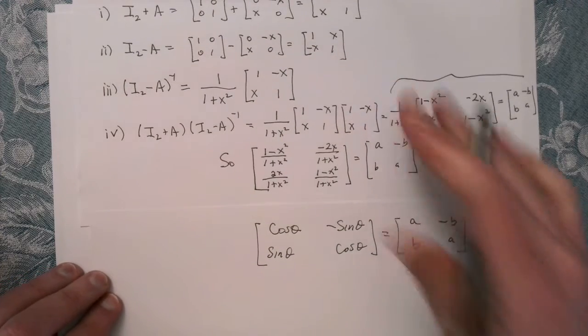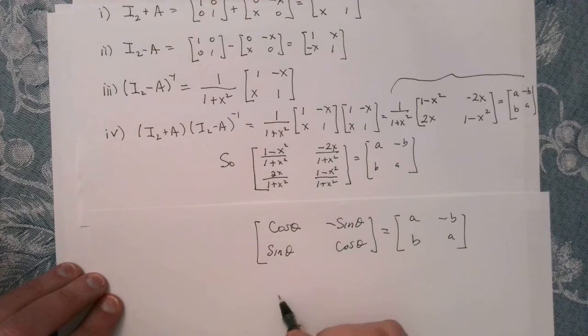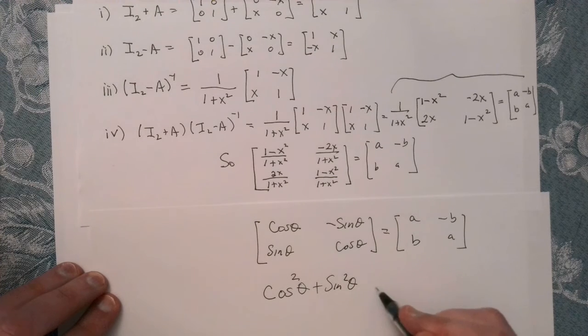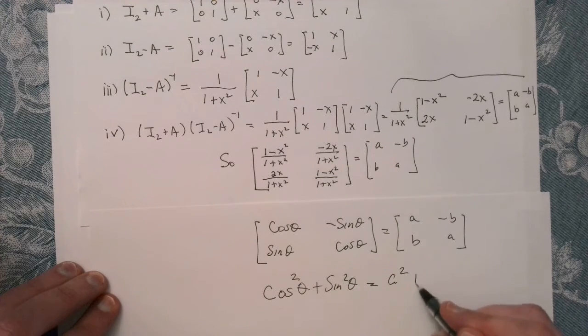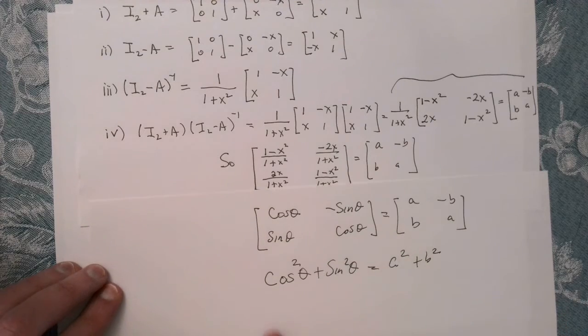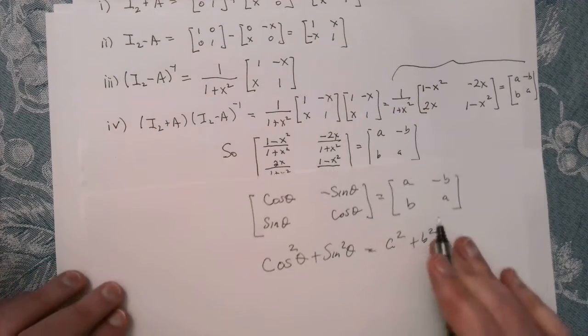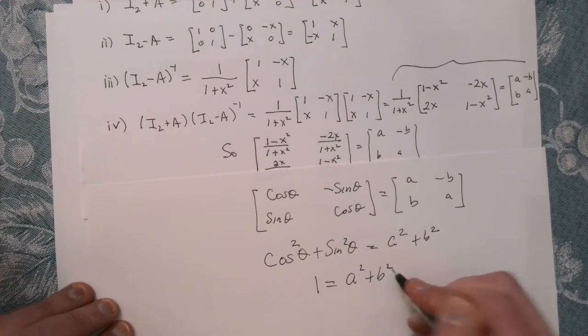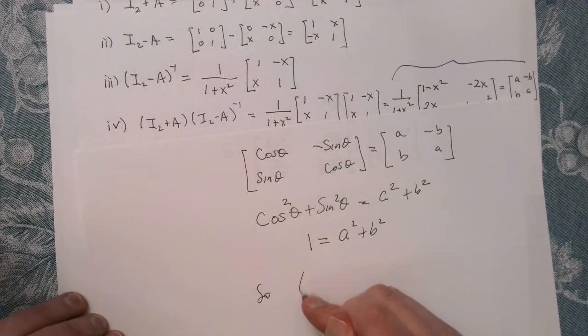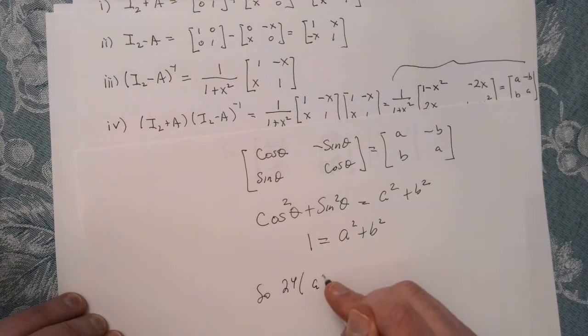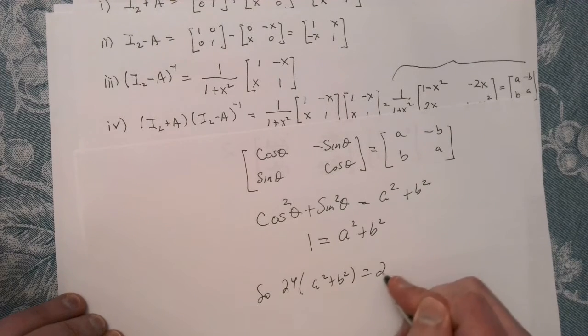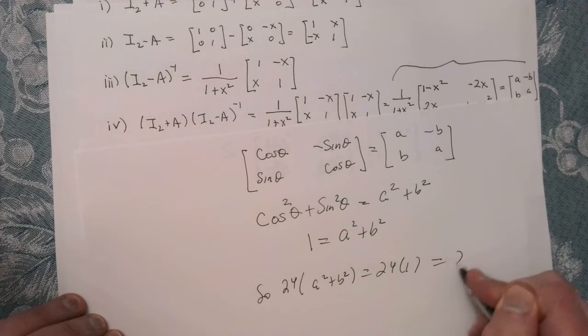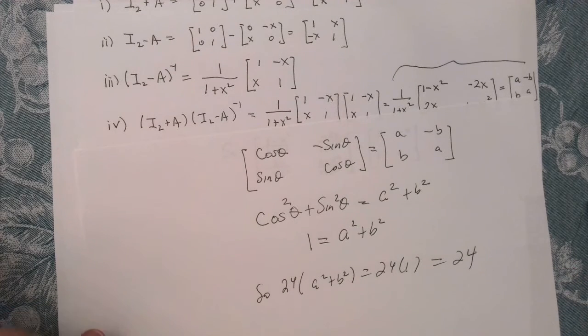And so from this, thinking about determinant, cosine squared of theta plus sine squared of theta should equal A squared plus B squared. But that's the classic Pythagorean identity, 1. So 1 is equal to A squared plus B squared. And so 24 times A squared plus B squared is 24 times 1, which is 24.